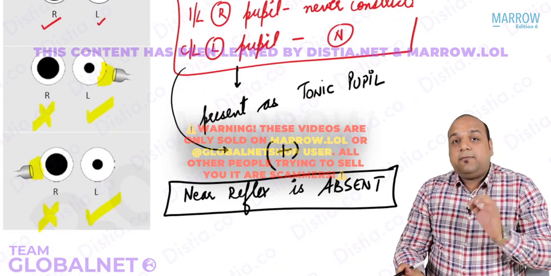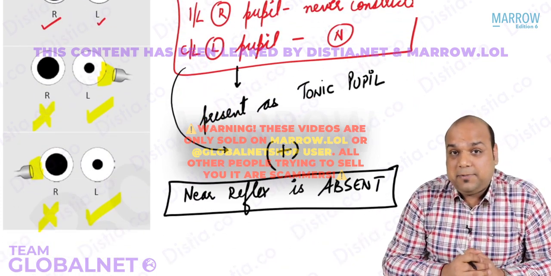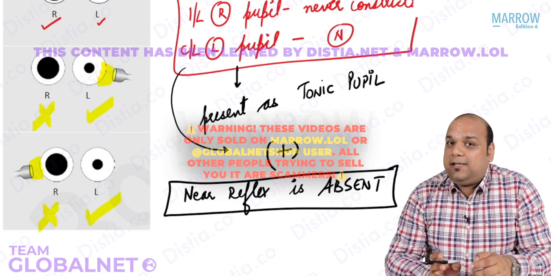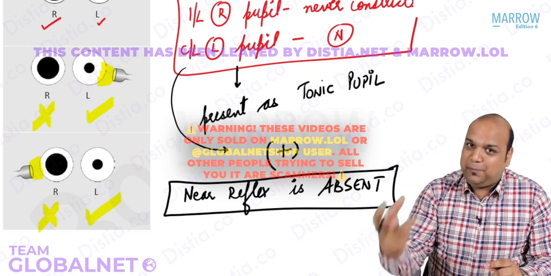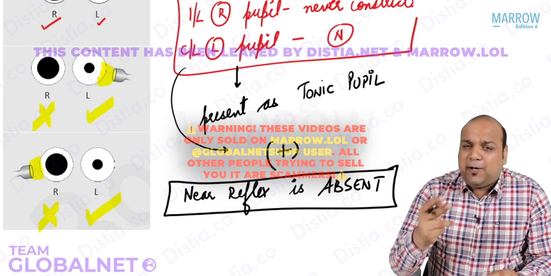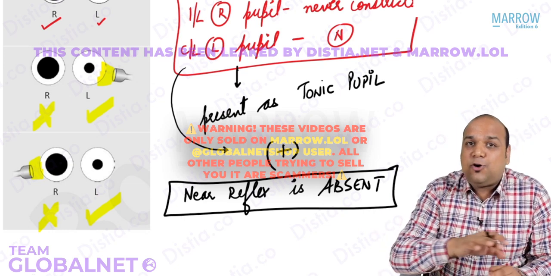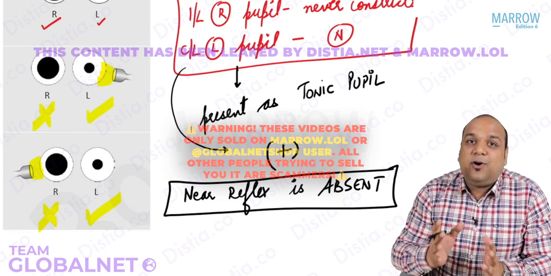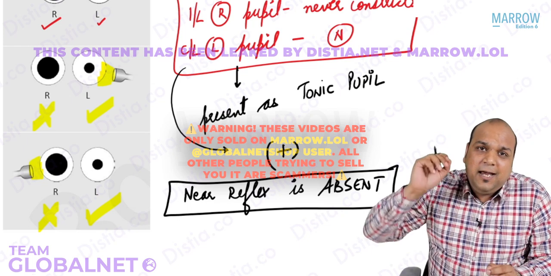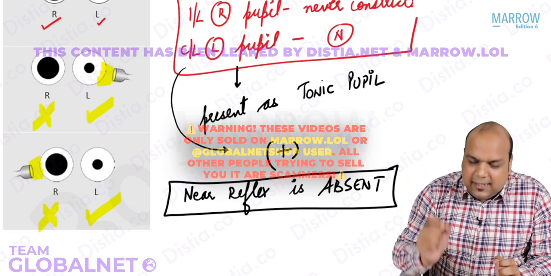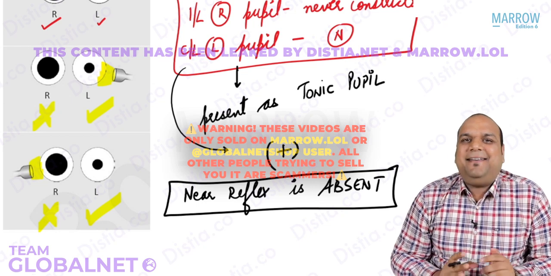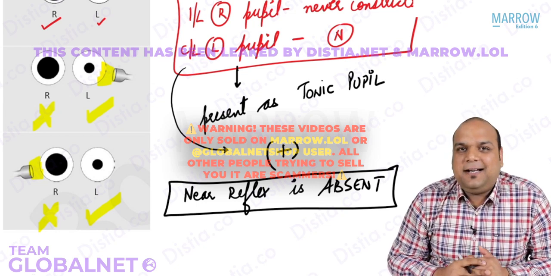This is the only condition where near reflex is absent. Why is near reflex absent? Atropine will paralyze the ciliary muscle also, temporary paralysis of ciliary muscle, mydriatic and cycloplegic. Yes, because of the cycloplegic action, ciliary muscle is paralyzed, so accommodation cannot occur. Accommodation cannot occur, miosis cannot occur. So what will be there? Near reflex will be absent, everybody. So that is the differentiating factor between tonic pupil and pharmacological mydriasis. I hope you have been able to understand this, everybody.